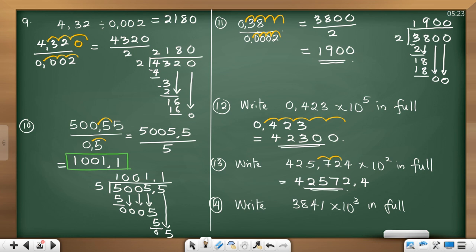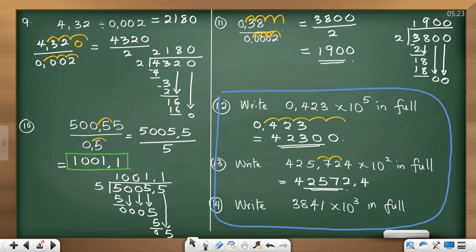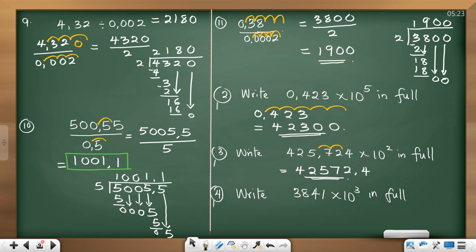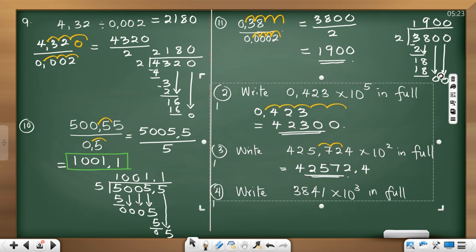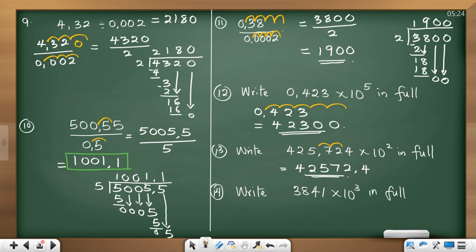What about the last one? Somebody says, oh, there is no comma here. No, there is a comma because it's a whole number. The comma is right at the end. Okay, I just moved my values. So the comma is right at the end if it's a whole number.